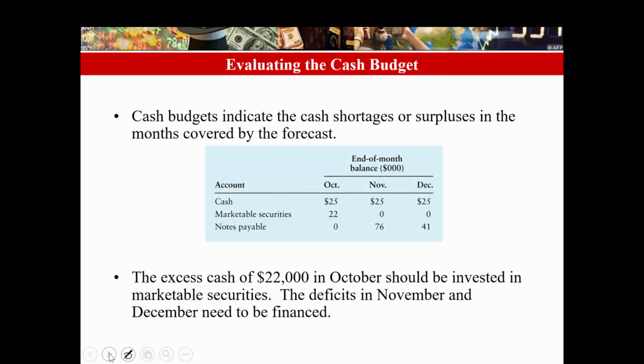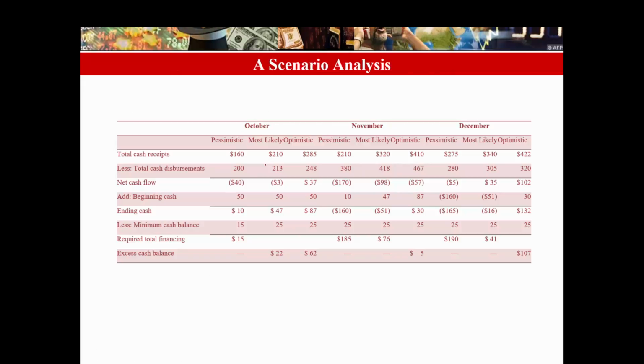So something like the following, for instance, would be quite useful. We could assume the pessimistic, most likely, and optimistic scenarios for each month. For instance, in this assessment, our funding needs might be as large as $190,000 under pessimistic scenarios, and we might have as large as $107,000 for placement. So in either case, we should be prepared for these extreme outcomes, and we need to negotiate the credit lines accordingly.